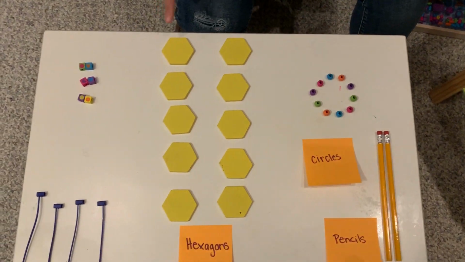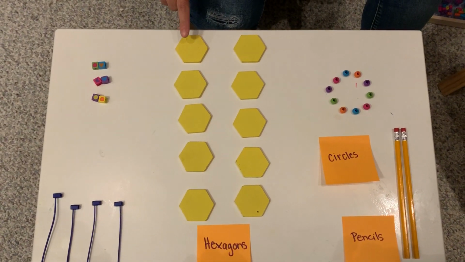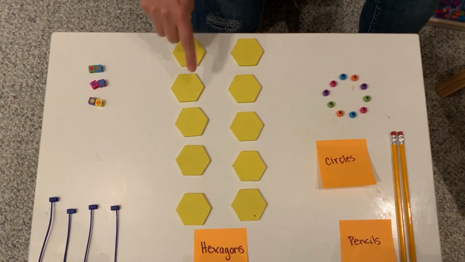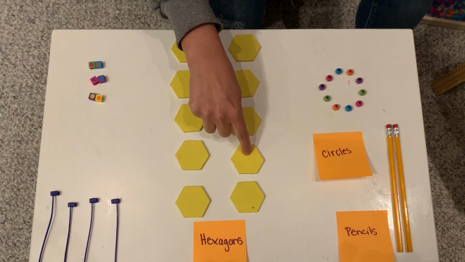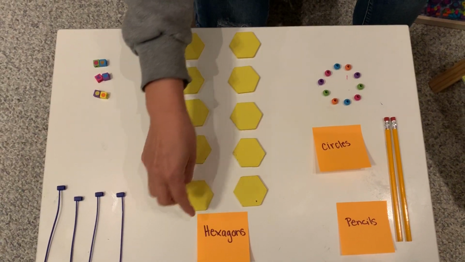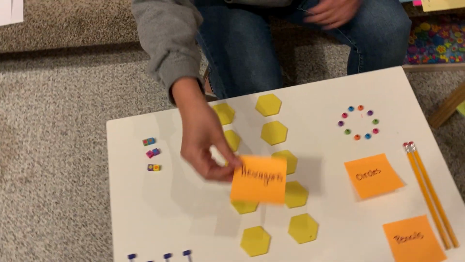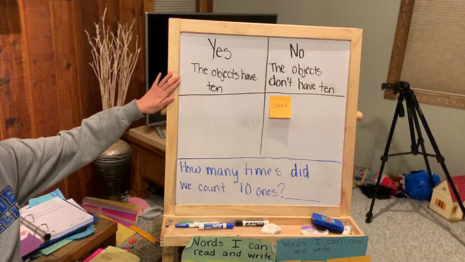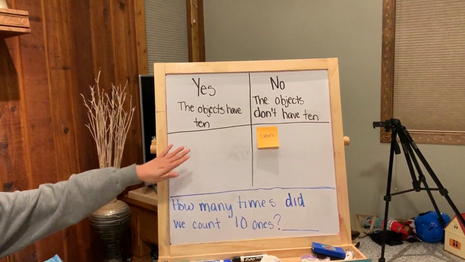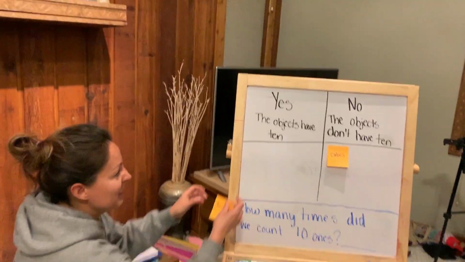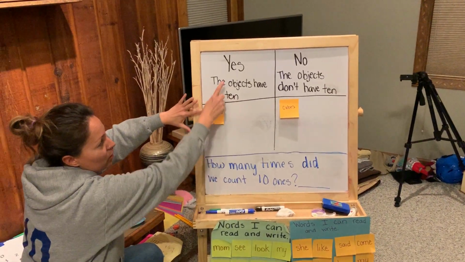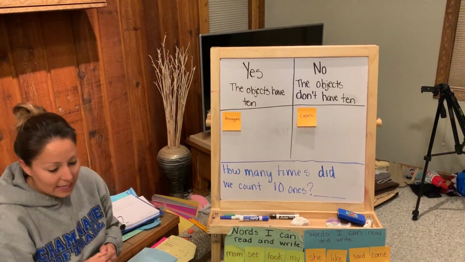All right, our next one is going to be our hexagons. So if we look at this, again, I'm going to point to them as you count in your head. And same thing, I want you to think, is it yes, there were 10 in our set, or is it no, there were not 10? I know when I counted in my head, I did get 10. So my sticky note is going to go under yes, the objects had 10.